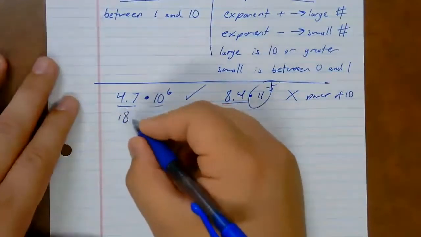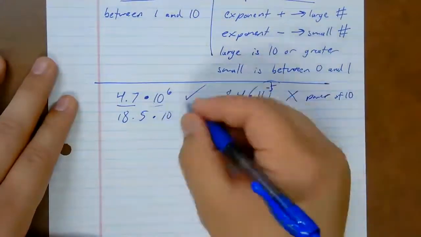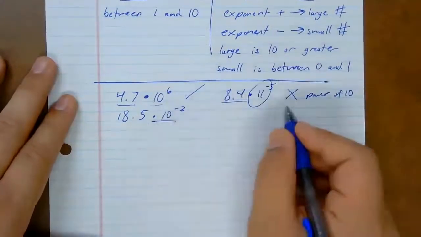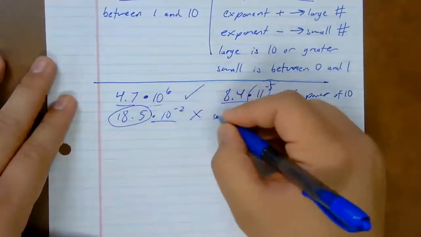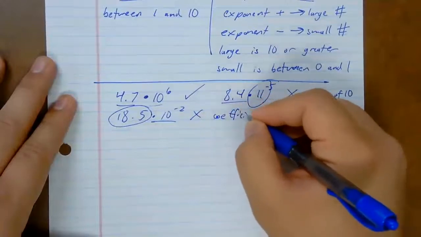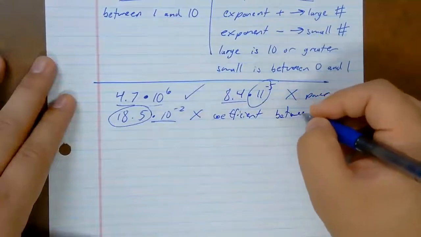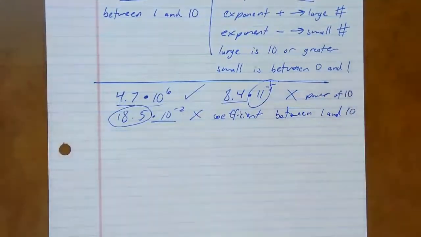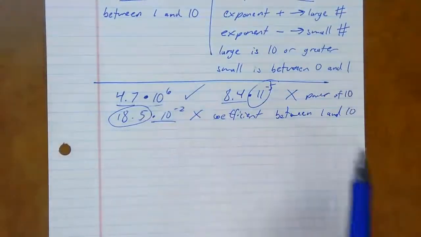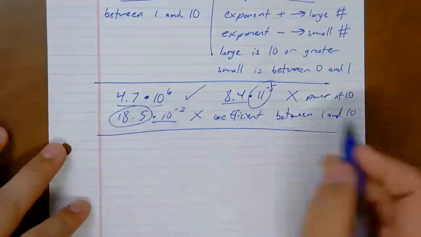Let's take a look at 18.5 times 10 to the negative 2nd. We have a power of 10, unlike last time, but it's our coefficient. The coefficient must be between 1 and 10. Okay. We've seen what it looks like, and we see two ways that is not scientific notation. So let's talk about converting a number into scientific notation and back.